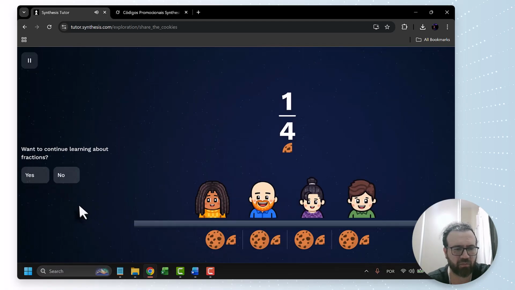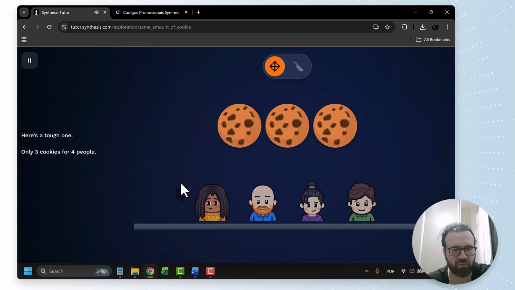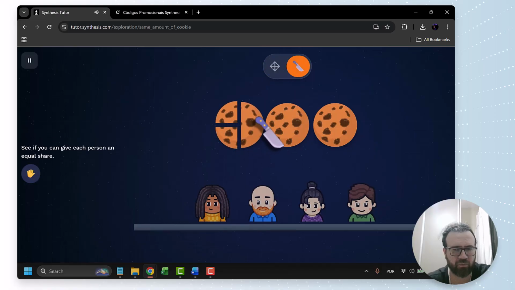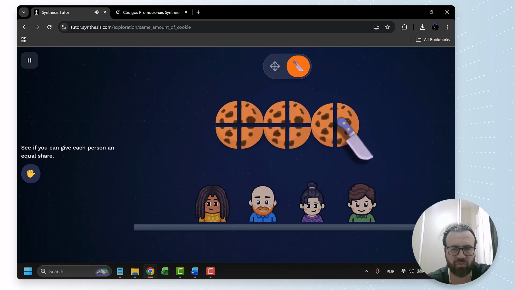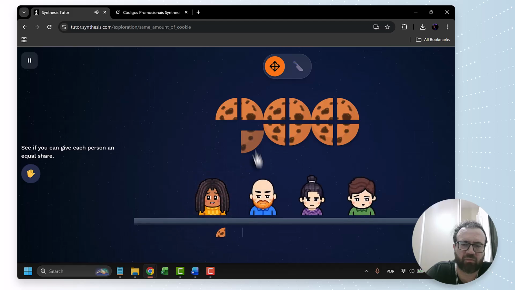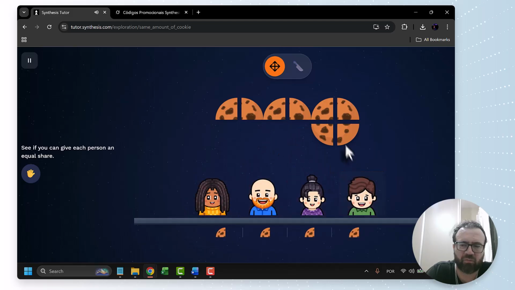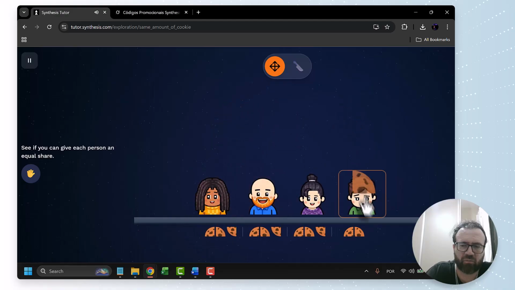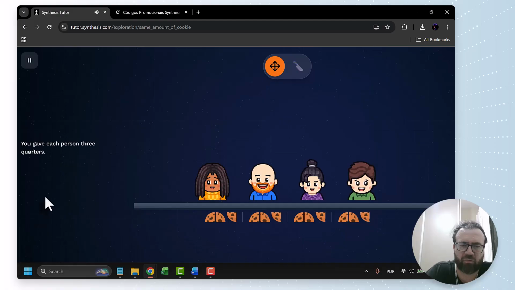Want to continue learning about fractions? Let's do it. Here's a tough one. Only 3 cookies for 4 people. See if you can give each person an equal share. Perfect. You gave each person 3 quarters.